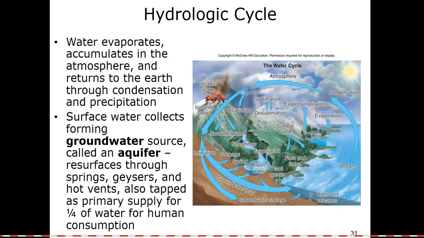With the hydrologic or water cycle, water evaporates in higher temperatures. It turns into a gas, water vapor, and is able to accumulate in the atmosphere and return through not only condensation, where gas converts to a liquid, which you see often on cold mornings where water droplets are on the windshield of your car, but also precipitation: rain, snow, sleet, and hail. As that water falls back to Earth, surface water collects and can then be transported to a groundwater source known as an aquifer, things like springs and geysers. Those are other places that water supplies can be tapped for consumption.